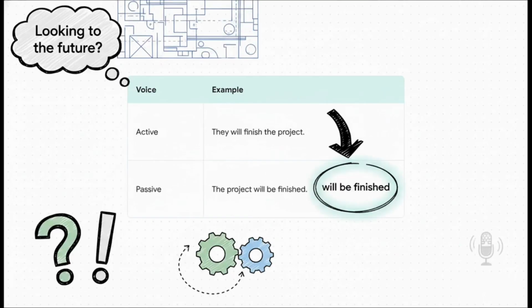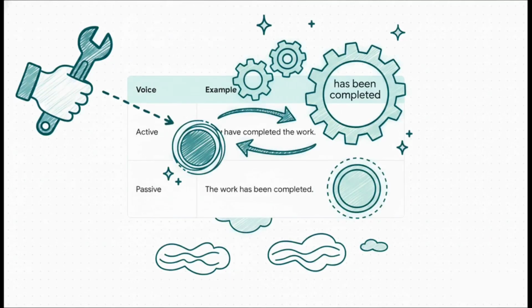Simple. What about the future? They will finish the project turns into the project will be finished. The be part just becomes will be. You're probably seeing the pattern by now. And even when you get to a slightly more complex tense like the present perfect, the rule still holds strong. They have completed the work becomes the work has been completed. That core formula is just incredibly consistent. The only thing that ever changes is that be verb.